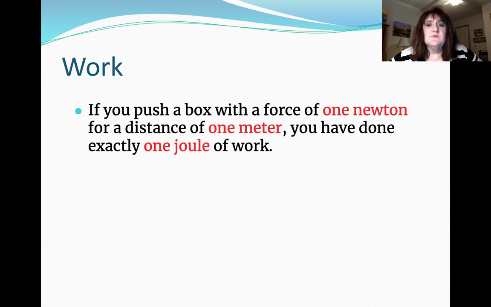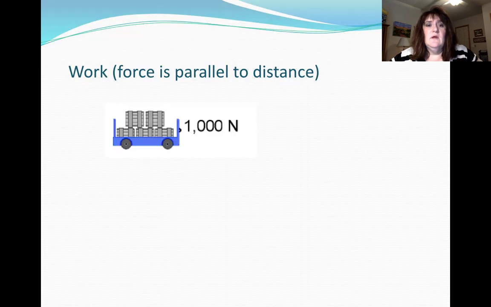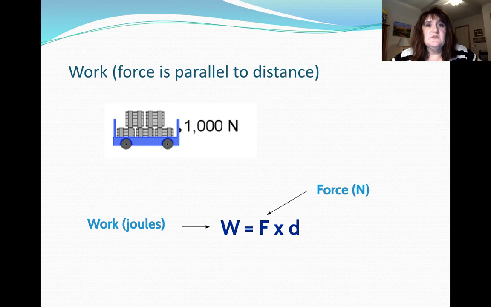If you push a box with force of 1 Newton for a distance of 1 meter, you have done exactly 1 joule of work. Work is force parallel to distance. So on your formula sheet, add the formula for work. W is equal to F times D, where the W is work measured in joules, F is force measured in newtons, and D is distance measured in meters.